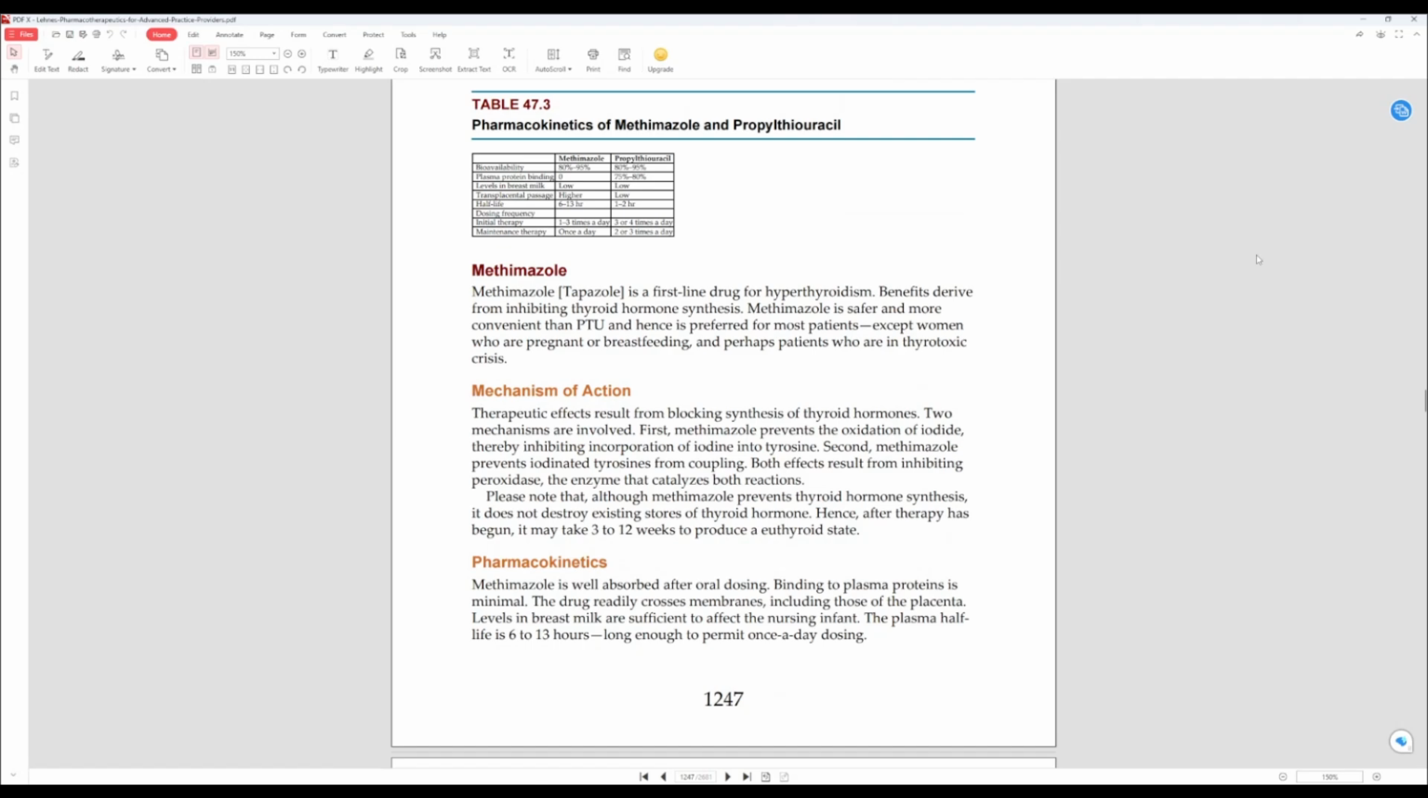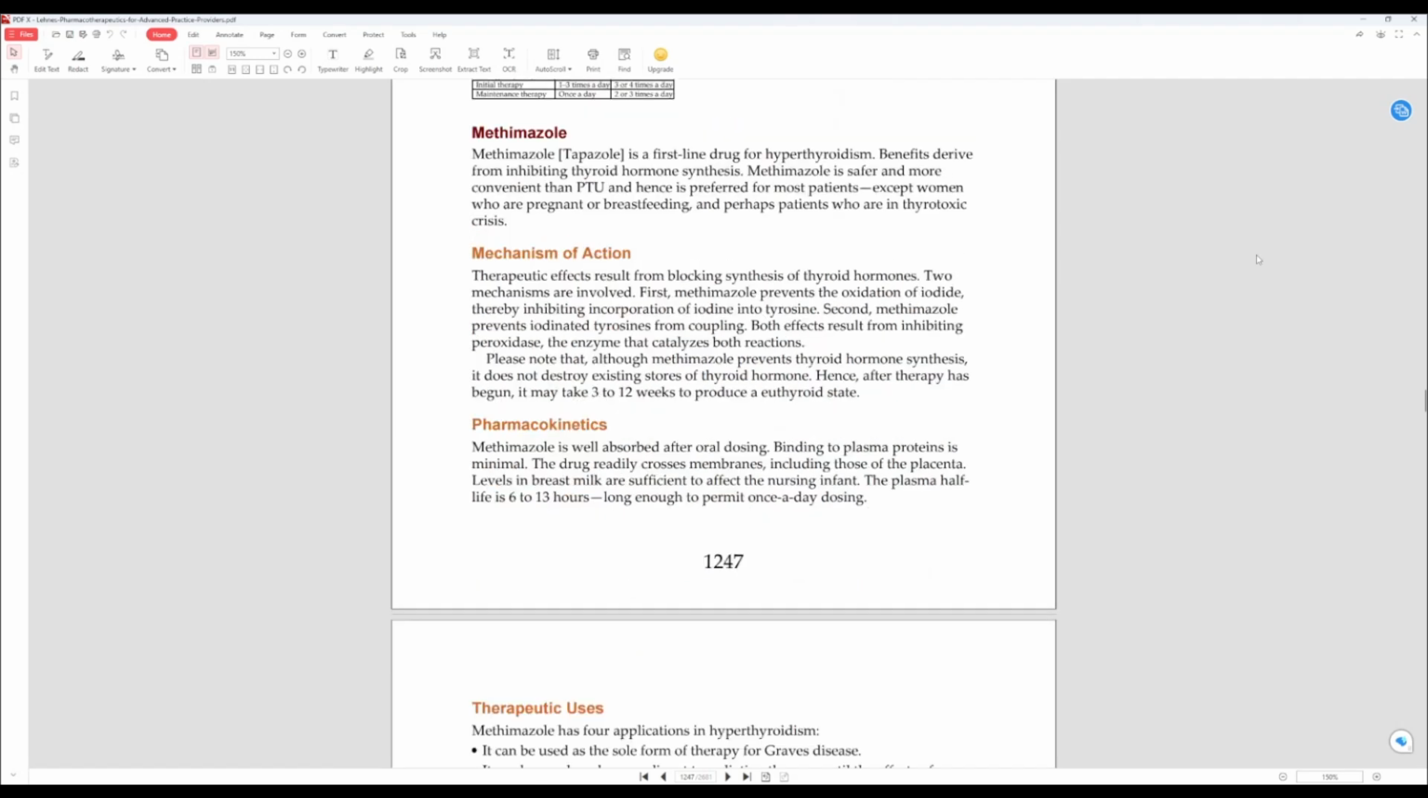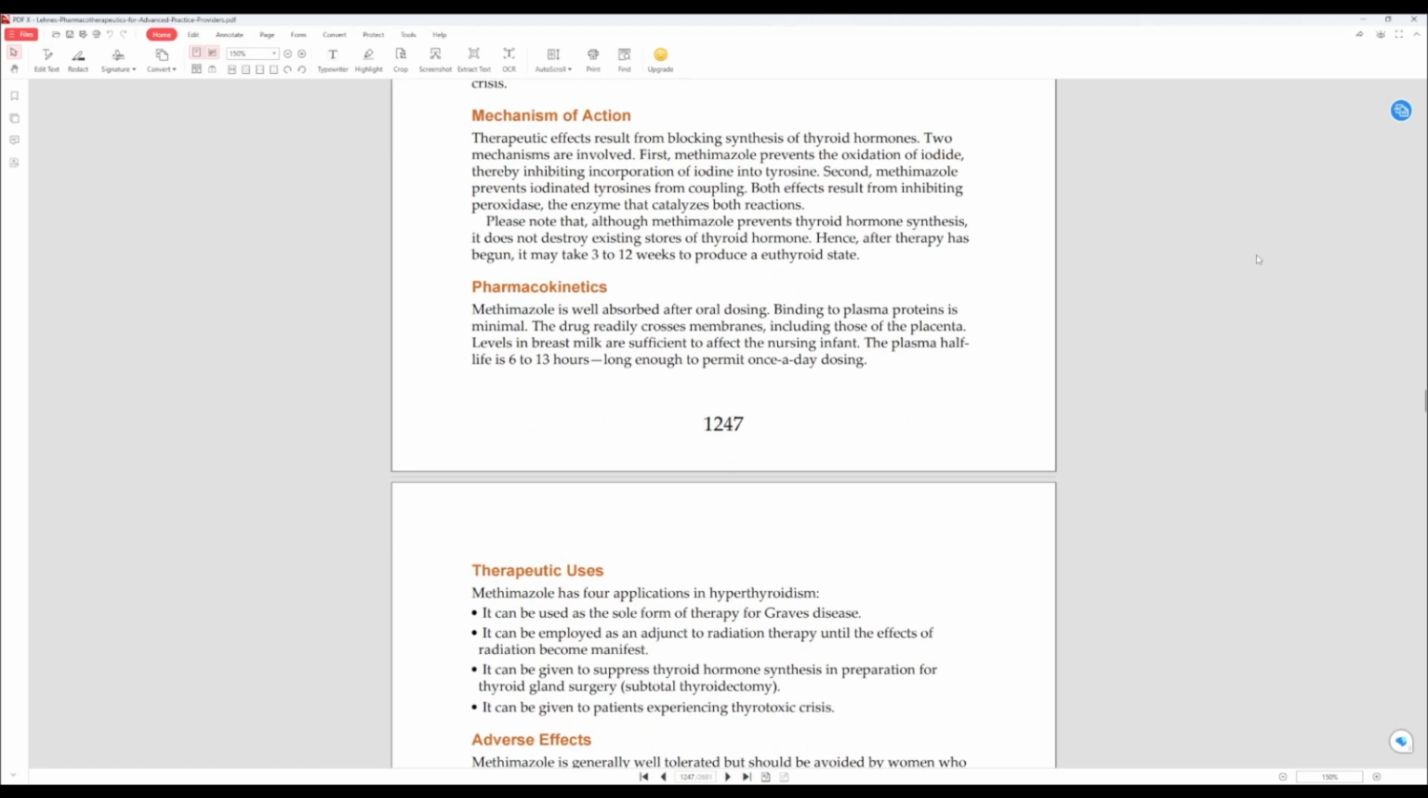So we'll start off with methimazole. Methimazole, or Tapazole, is the first-line drug for hyperthyroidism. Its benefits derive from inhibiting thyroid hormone synthesis. Methimazole is safer and more convenient than PTU, and hence is preferred for most patients, except women who are pregnant or breastfeeding, and perhaps patients who are in a thyrotoxic crisis. So those would be three indicators when it would not benefit.